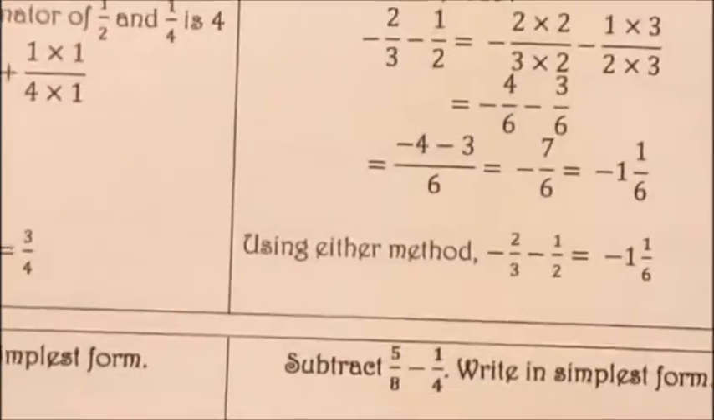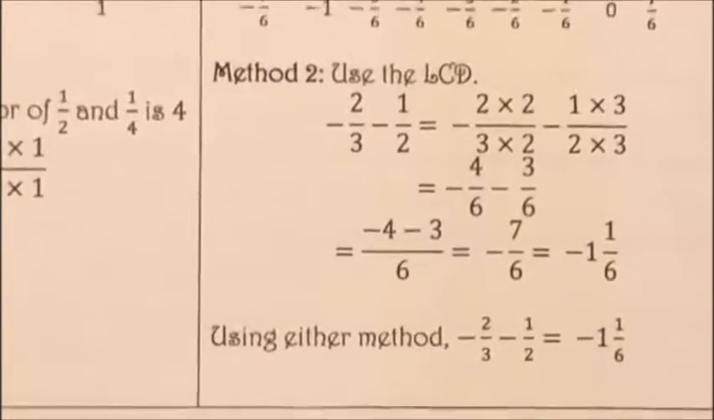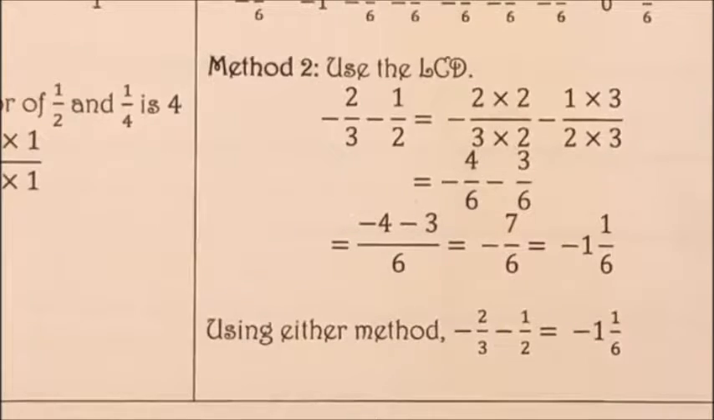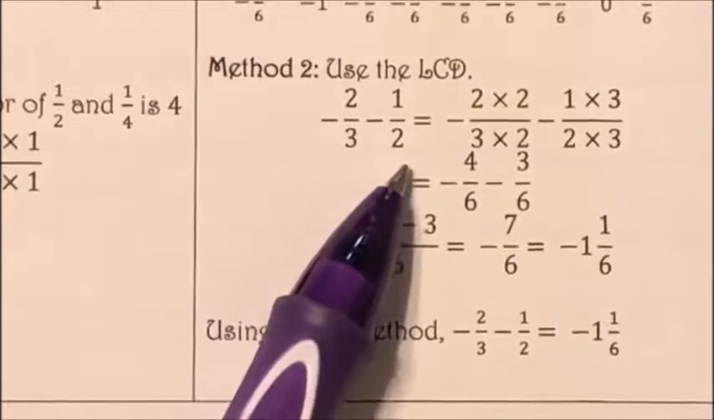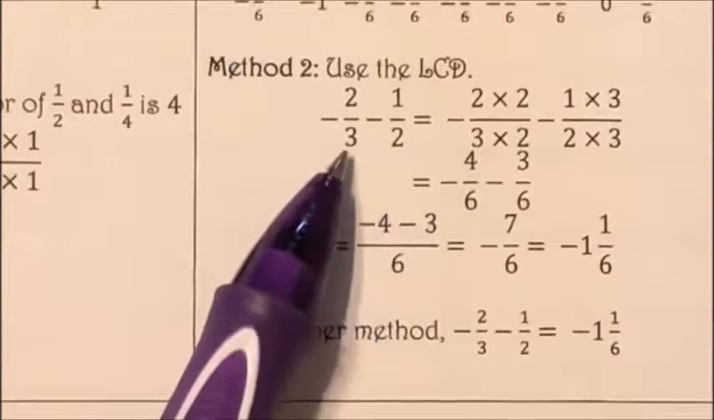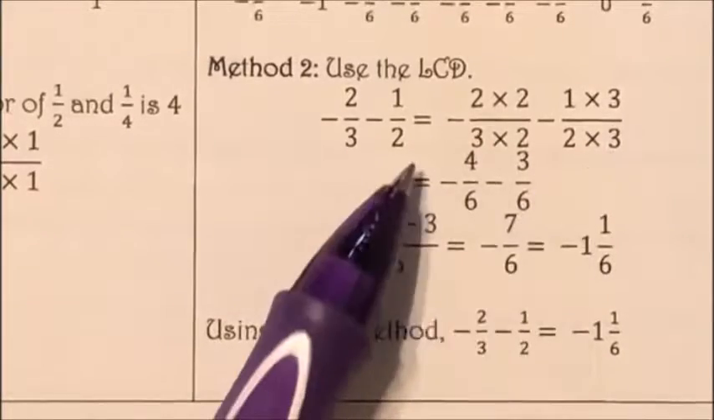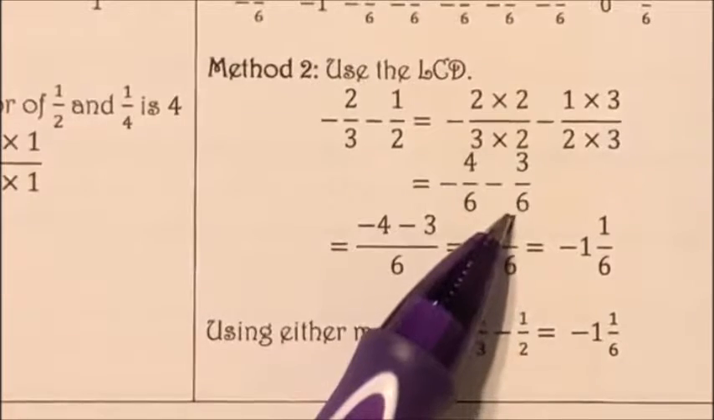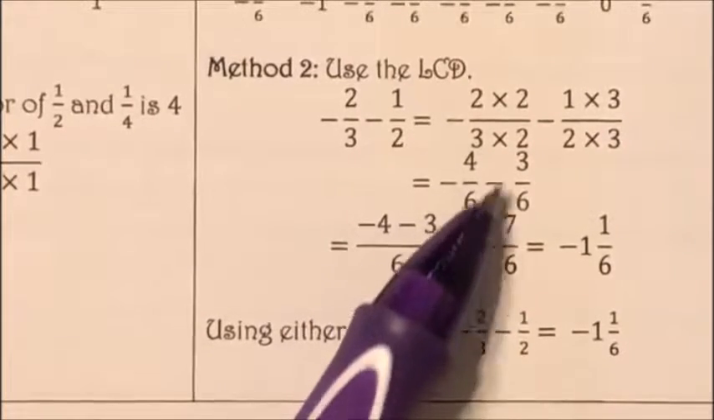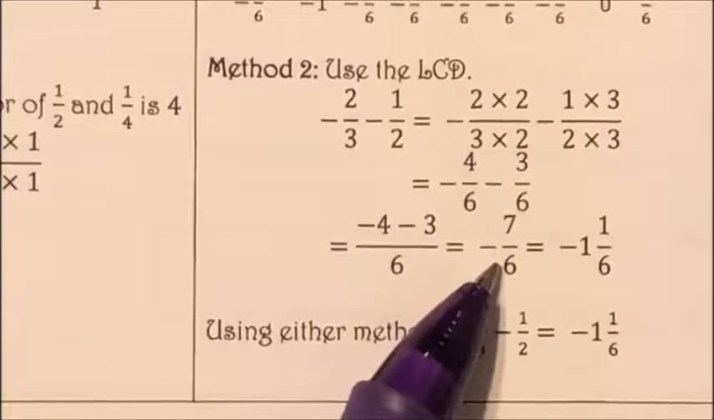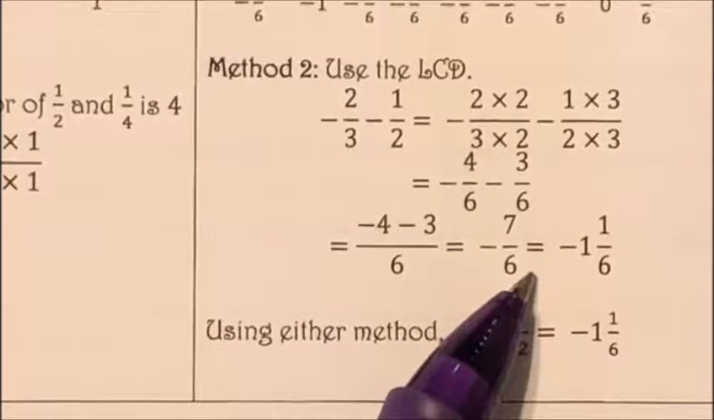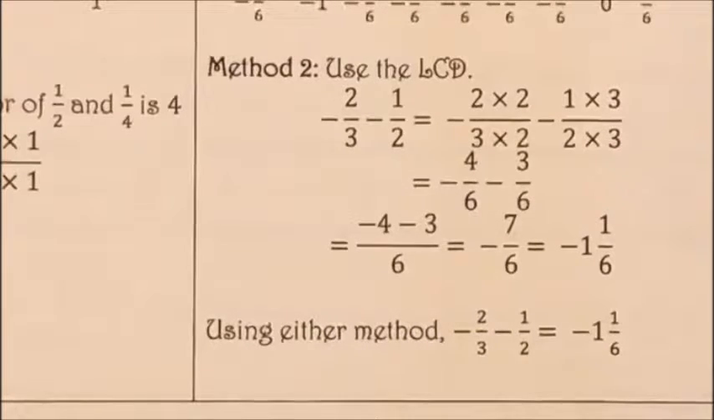Okay. So I'm going to use an LCD as my second method. So my LCD is 6. 3 times 2 gives me 6. 2 times 2 gives me 4. 2 times 3 gives me 6, so 1 times 3 gives me 3. Negative 4 minus 3 is negative 7, so I get negative 7/6, which equals negative 1 1/6.